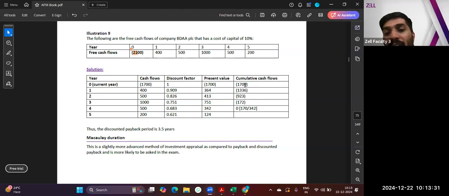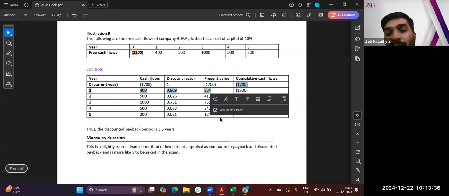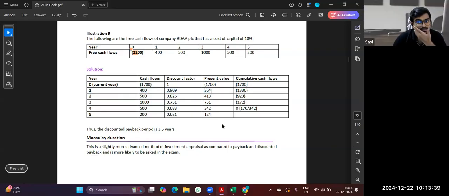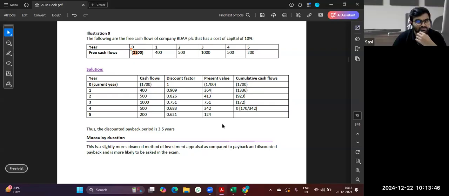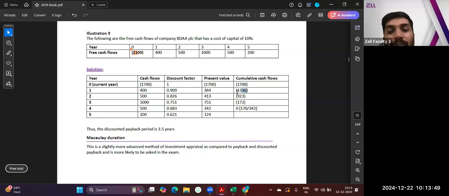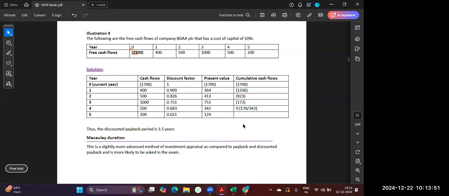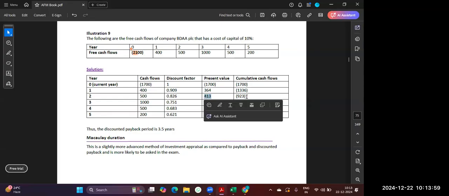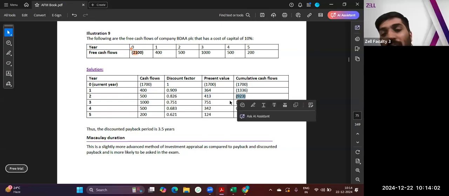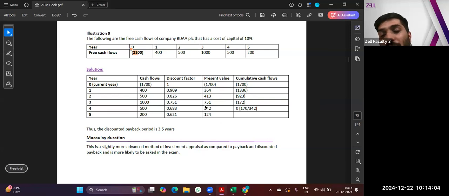So in the first year you have a negative 1700. Next year, how much are you making? 364 inflow. Out of your investment of 1700, you have recovered 364, so the balance left is 1336. Then in the next year you recover 413, leaving a balance of 923. Then 751, so you're left with a balance of 172.